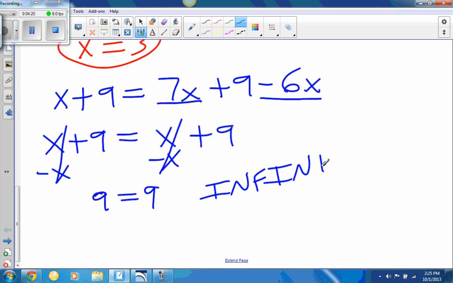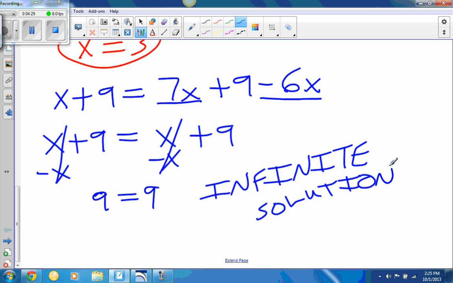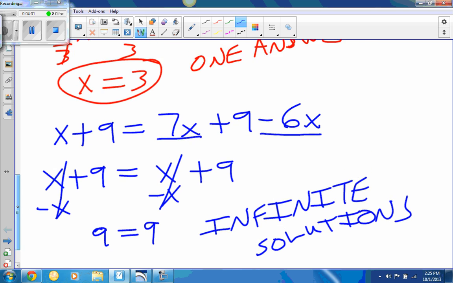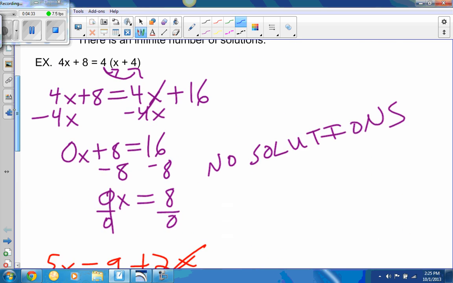So yesterday in our lab, we defined the word infinite, right? Well, now it makes a little more sense, doesn't it? Infinite solutions to that one. So we have infinite, we have one answer, and we have no solutions.